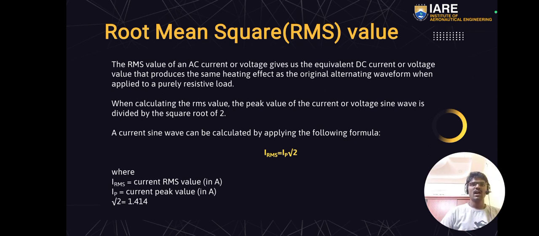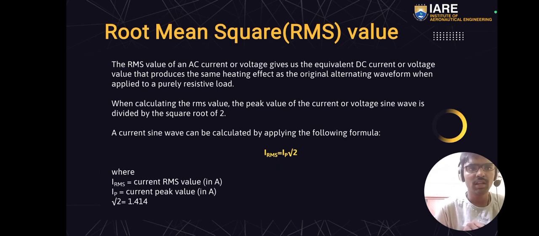So here is the RMS value, or root mean square value. The RMS value of an alternating current or voltage gives us the equivalent DC current or voltage value that produces the same heat effect as the original alternating waveform when applied to a purely resistive load. When calculating the RMS or root mean square value, the peak value of the current or voltage sine wave is divided by the square root of 2.